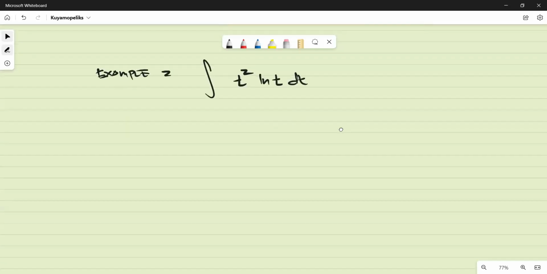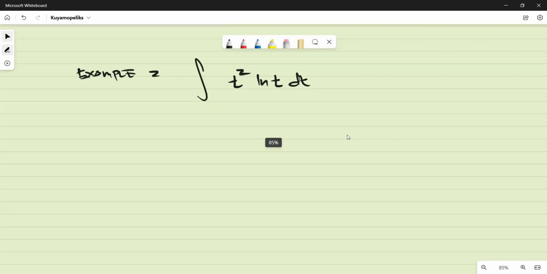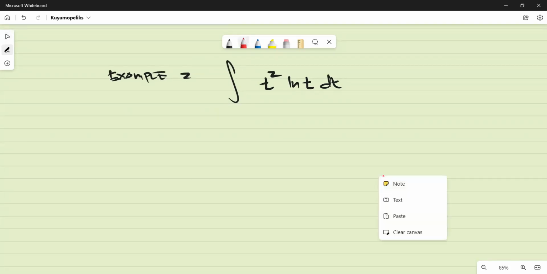Okay, for our next example, let's find the integral na t squared ln t dt. Definitely, IBP to, dahil mahirap i-U substitution to. Kunyari U squared ln U, meron ba? Wala, diba? So, let's do IBP. Now, ano yung U na gagamitin natin dito?